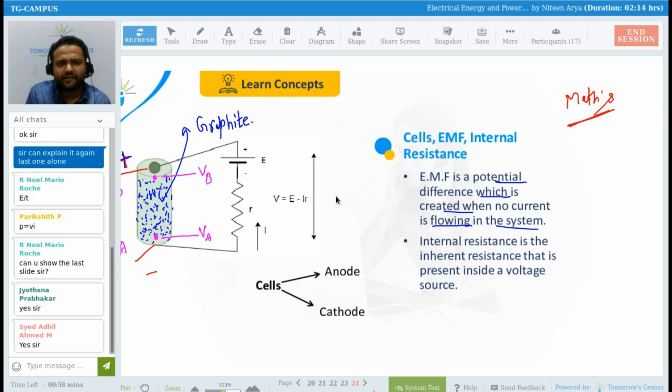Where internal resistance, what is it? Internal resistance is the inherent resistance of the cell. Internal resistance is the inherent resistance that is present inside a voltage source. Any particular source, we are talking about a cell right now. This r, small r, is the internal resistance or resistance of a cell or a voltage source. Clear, everyone? There is nothing more to explain here.